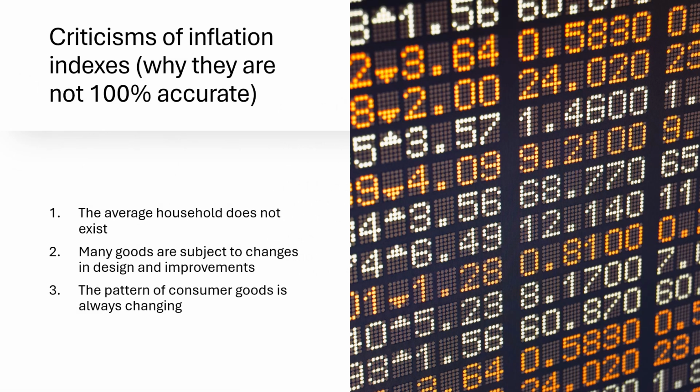So some criticisms of inflation indexes and why they're not 100% accurate. Firstly, the average household does not exist. Pensioner households and parent households have very different spending patterns, for example. Parent households will spend more on food and are therefore more affected by an increase in food prices, so the average family does not exist.